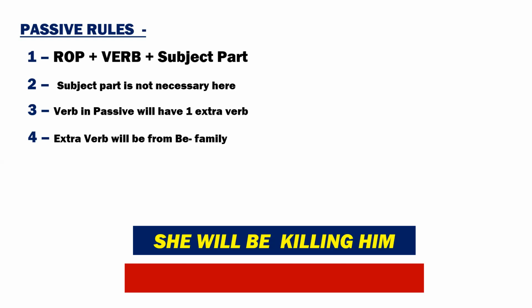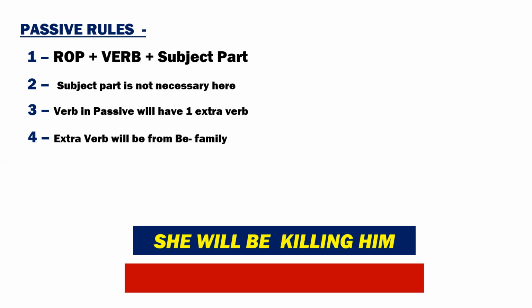What extra verb do we take in future indefinite? Be. Which family is it from? B family. Whenever I have to make the continuous, which extra verb comes? Being. Which family is it from? B family. Whenever I have to construct the sentence into the perfect, which extra verb is it? Been. Which family is it from? B. So almost all are from B. The extra verb is always taken from the B family.